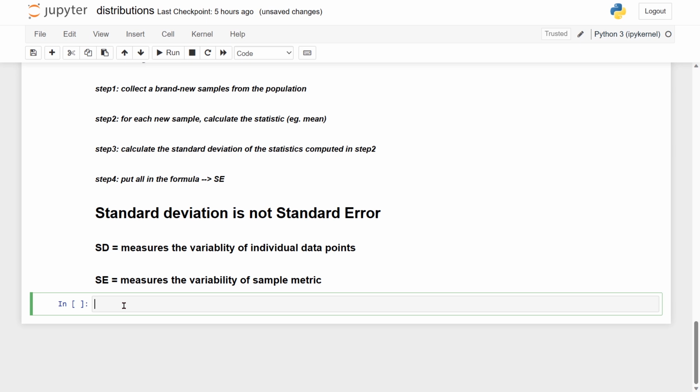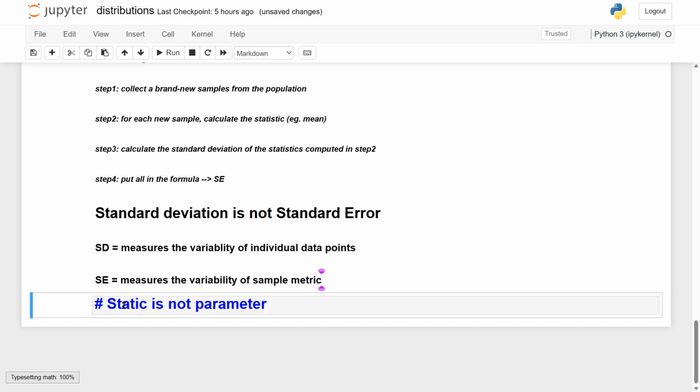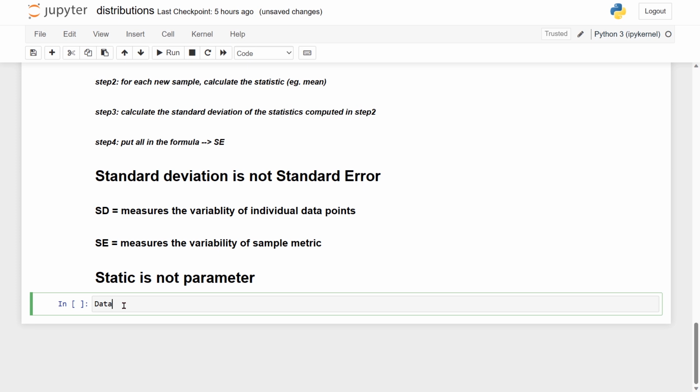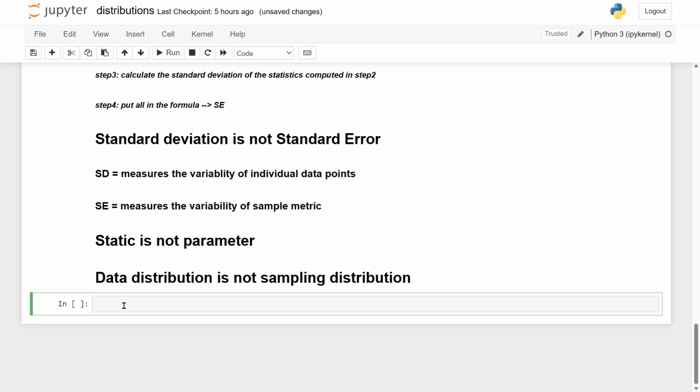Similarly, never ever confuse statistic and parameter. Okay, statistic is not parameter, and data distribution is not sampling distribution. Okay, remember this point. This is very important. Never ever get confused with these things.